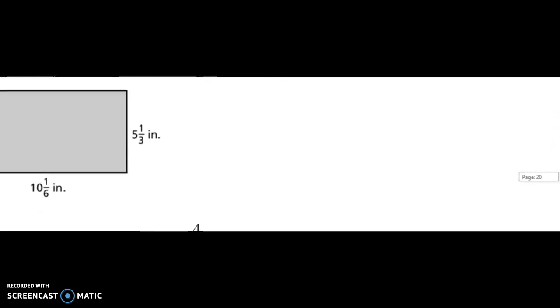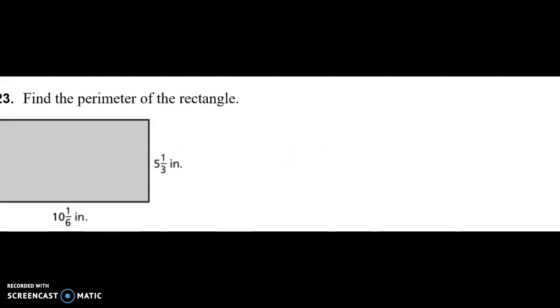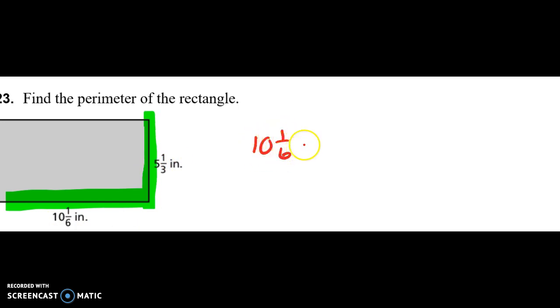All right. I'll talk very quickly about this one. Just asking for the perimeter. Remember that perimeter, you need to add up all the sides. So you would take this 10 1/6 inches and this 5 1/3. So you would have 10 1/6 plus 10 1/6 because that's the bottom and the top, plus 5 1/3 plus 5 1/3. But then if I ask you for area, you would multiply.